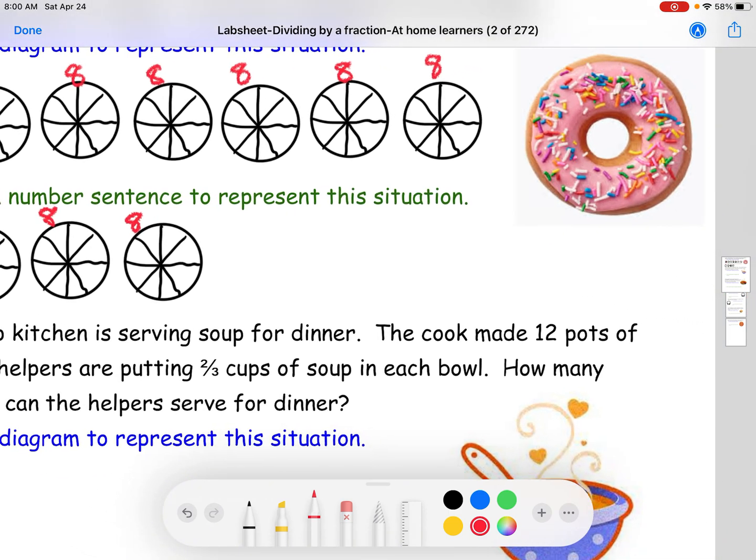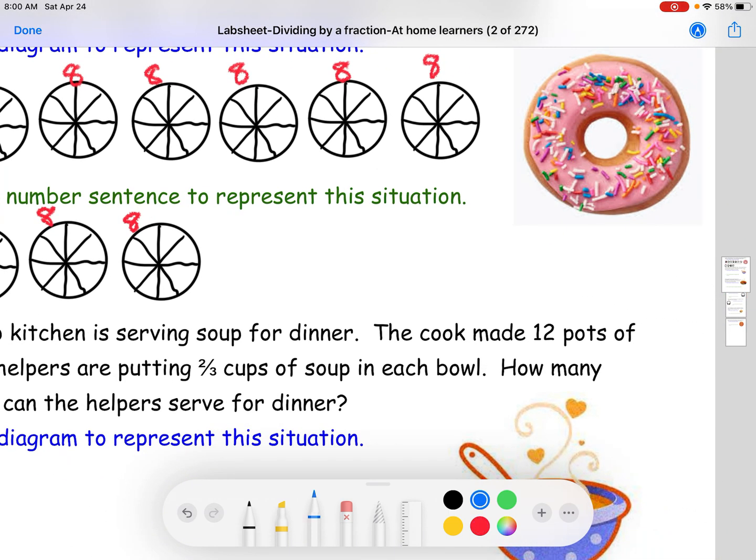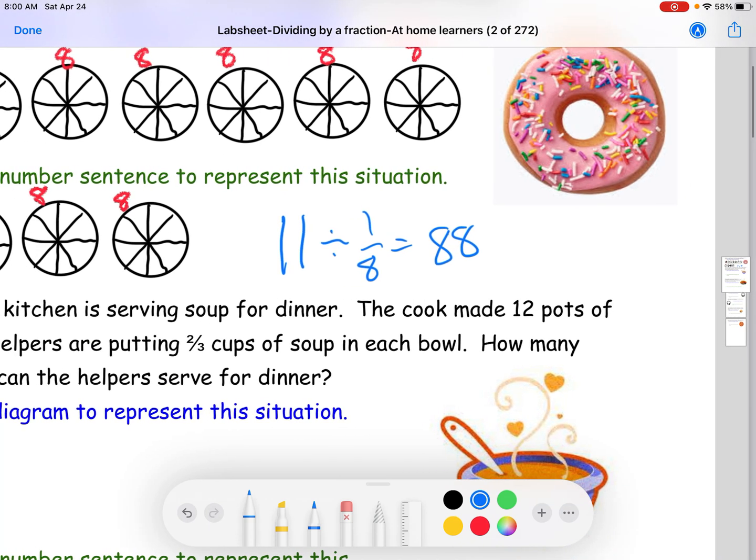So let's write that number sentence to represent this situation here. And that number sentence would be, we have 11 pounds. We need to divide them into 1/8 pieces for a grand total of 88 donuts, right? 88 donuts. The multiplication sentence looks like 11 times 8 equals 88.